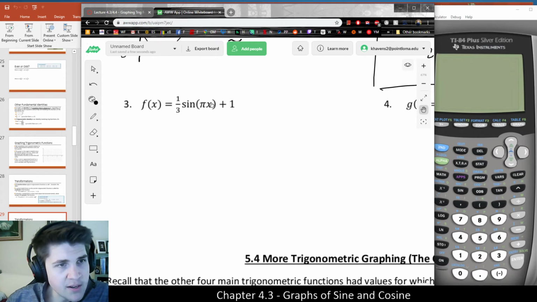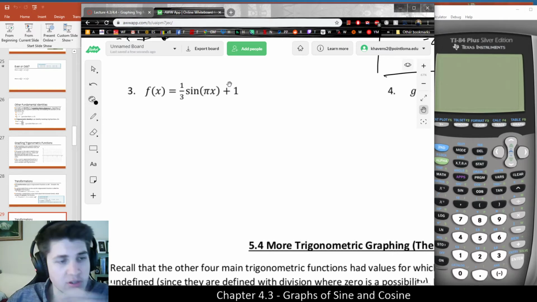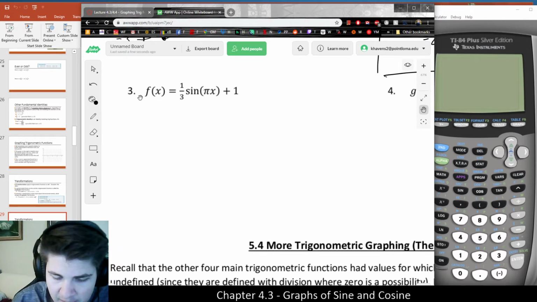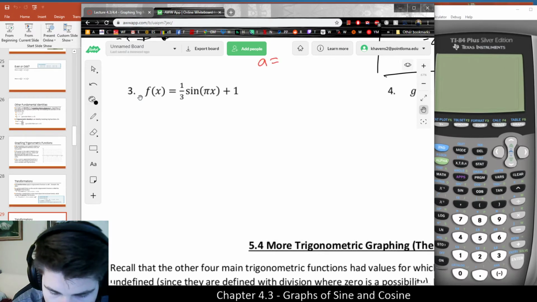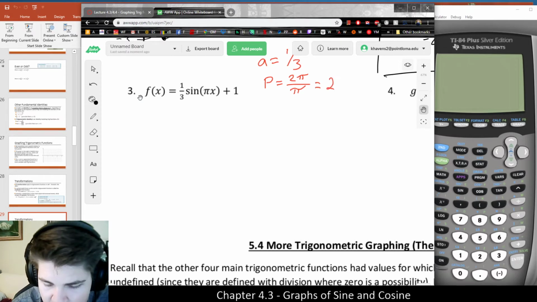In this next one, notice that this one now has a plus and a minus, meaning it will have a translation as well as stretch and shrink factors. In this one, the amplitude is 1/3, meaning it will be a little bit smaller. Let's note that the amplitude is equal to 1/3. And then the period is going to be 2 pi over k, which in this case is pi. So 2 pi over pi, the pi's cancel, and that leaves us with just 2.